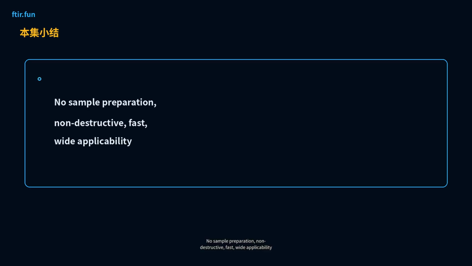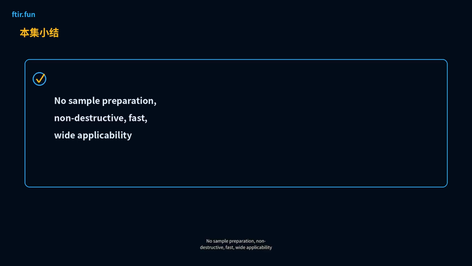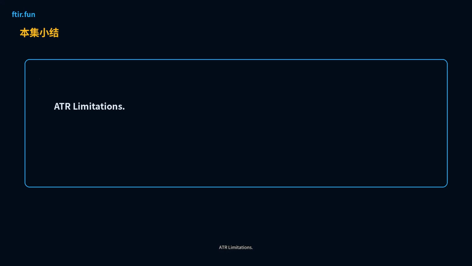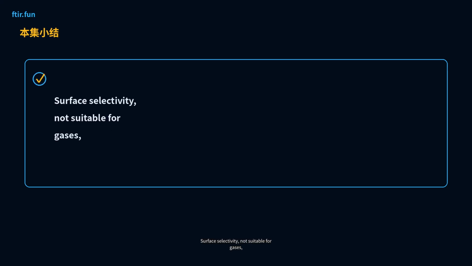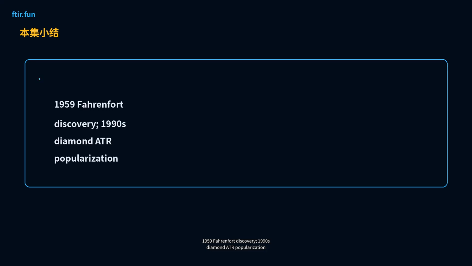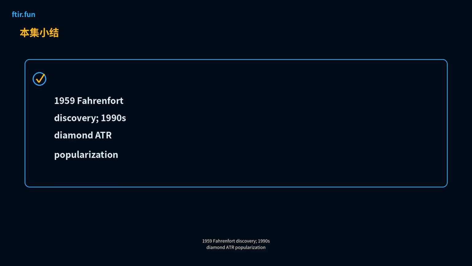Advantages: no sample preparation. Non-destructive, fast, wide applicability. Limitations: surface selectivity, not suitable for gases. Spectra need correction. Historical milestones: 1959, Fahrenfort discovery. 1990s, diamond ATR popularization.